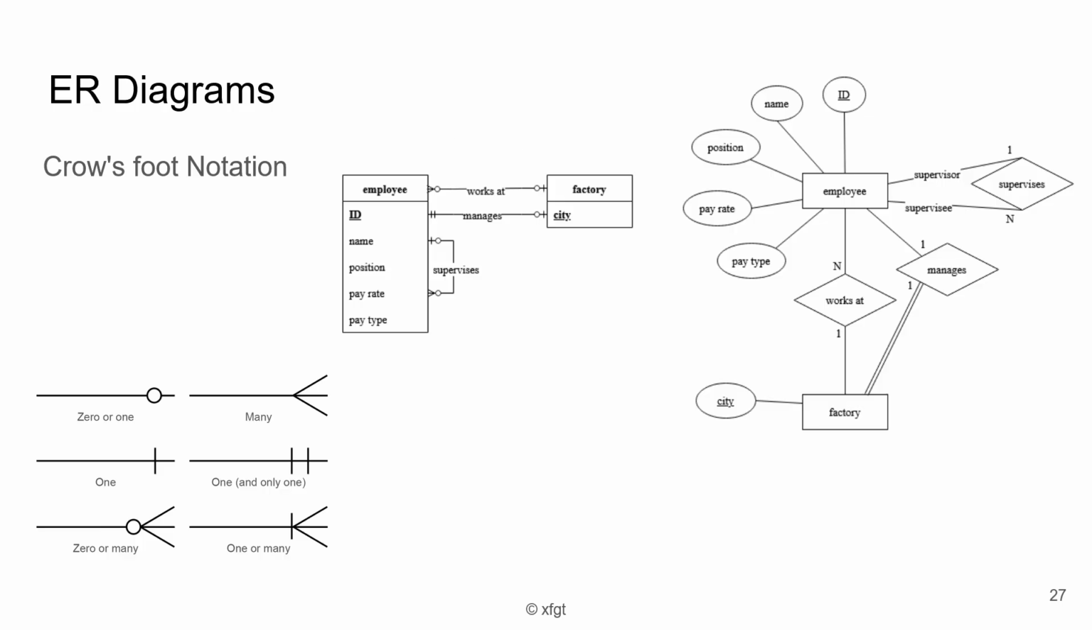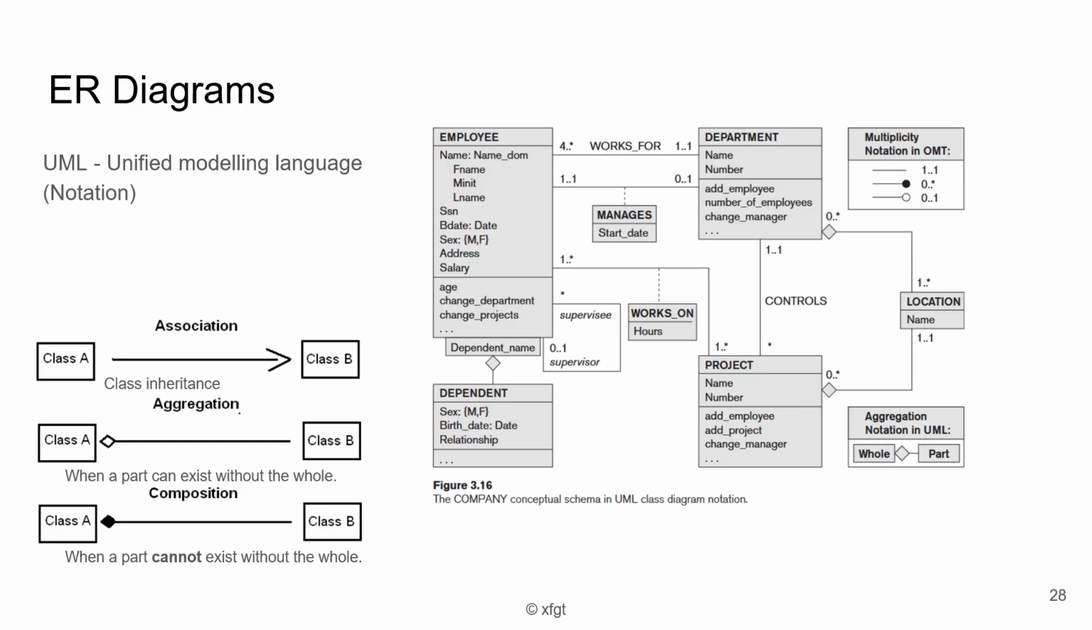And as you can see, there is a legend again, and here is a comparison of the same diagram made with Chen and crow's foot notation. Here is Chen and crow's foot, and that is the legend of crow's foot. And lastly, there is UML.